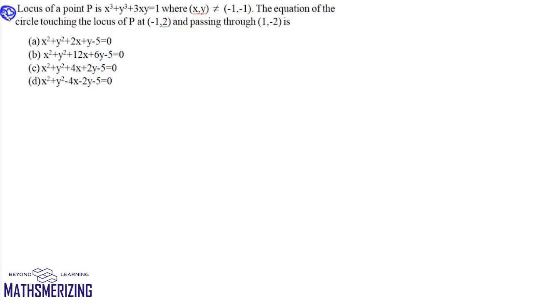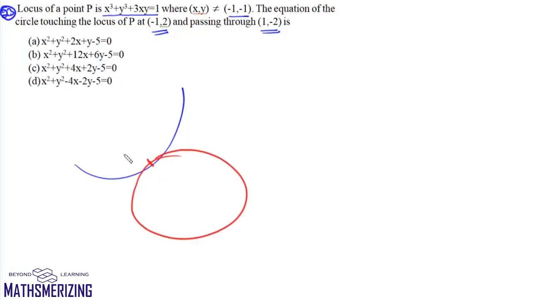Now question number 23 is: the locus of a point P is x cube plus y cube plus 3x square equals 1, where (x, y) is not equal to (minus 1, minus 1). Find the equation of the circle which touches the locus of P at (minus 1, 2) and which passes through the point (1, minus 2). So we have this curve, and then there is this circle which touches this curve at (minus 1, 2). So we know that if two curves touch each other, then they'll have a common tangent at their point of contact.